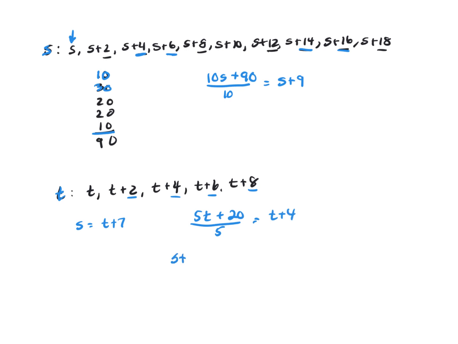So S plus 9 is the average of S. And if I subtract off the average of T, which is T plus 4, that will give me the difference. And that will tell me how much greater S average is than T.